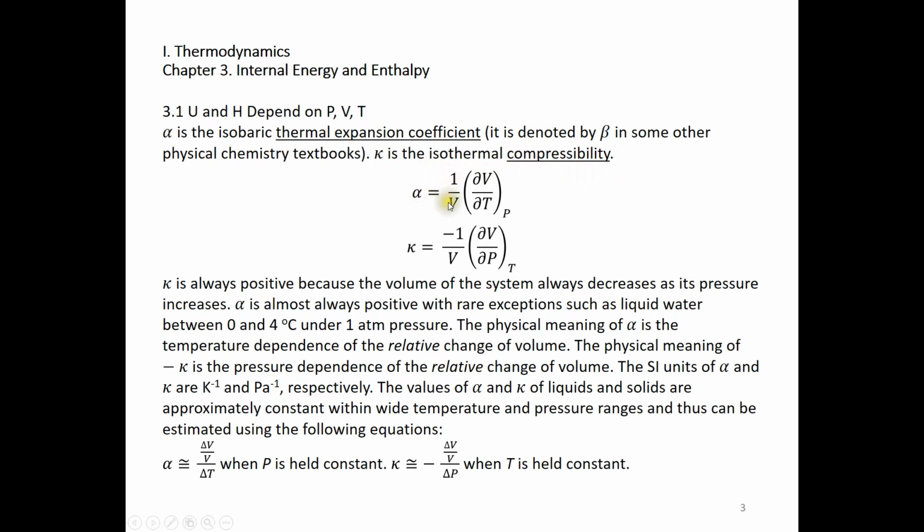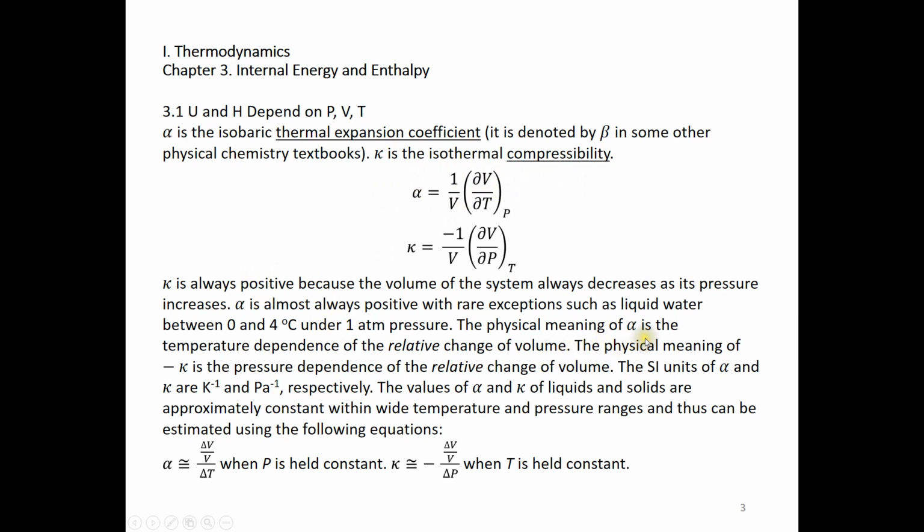Alpha is 1 over V times (∂V/∂T) under constant pressure. Kappa is negative 1 over V times (∂V/∂P) under constant temperature. Kappa is always positive, alpha is almost always positive, except for water at 4 degrees Celsius.